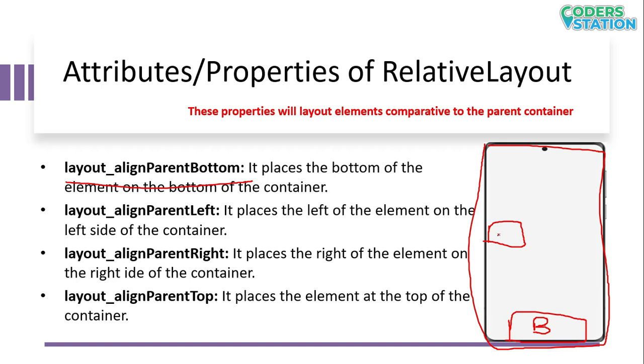The next element is align parent right. When we use this particular property, suppose that again the element is over here in this particular row, and when we say align parent right, that button will be placed on the right hand side of the screen. The next one is align parent top. When we use this property, the element will be aligned on the top of the screen.